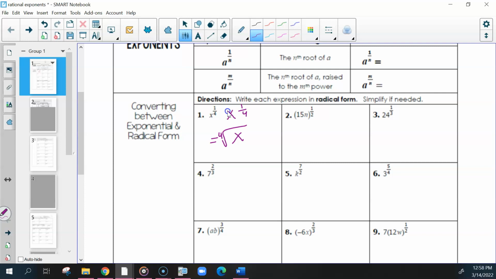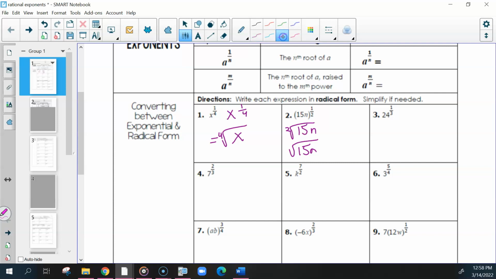15n to the 1/2 would be, now here we usually don't put this 2 on the outside, but for the sake of this exercise, let's put the 2 there. You can erase it later. So it would be the square root of 15n, and if you want to get rid of that 2 on the outside, you could do that.